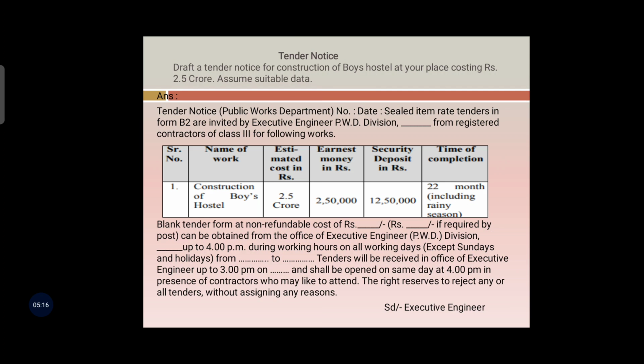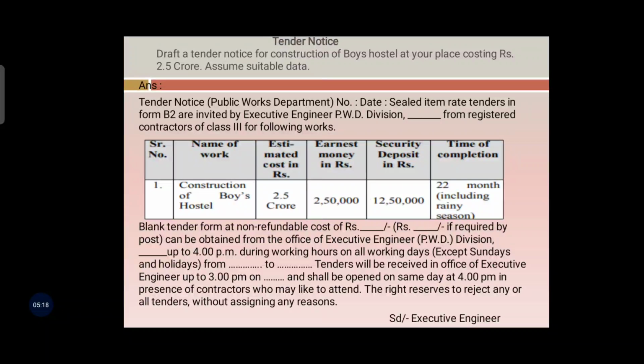Another one you can see here: draft a notice for a boys hostel at your place, 2.5 crore. Okay, so this is your paper question. The answer is: first you have to write the tender notice for the public works department, that is the number, then the date. Sealed item rate tenders, form B2, are invited by the Executive Engineer, PWD Division, from registered contractors of class 3 for the following works. So whatever is needed, all of that is written above.